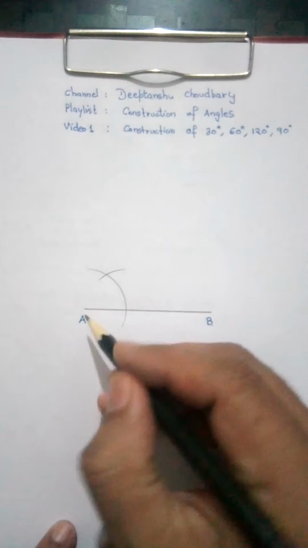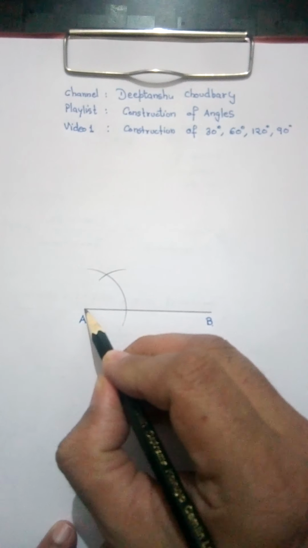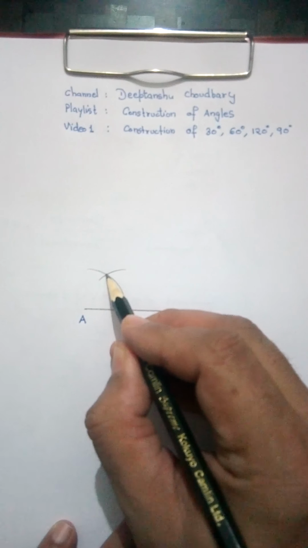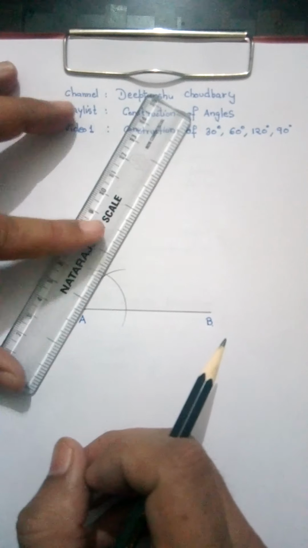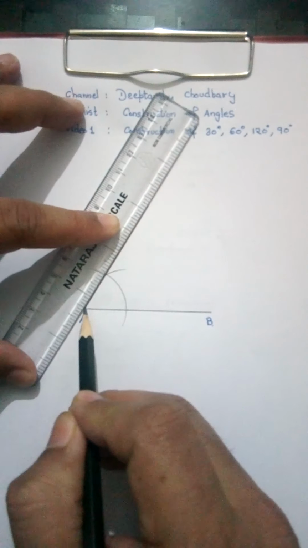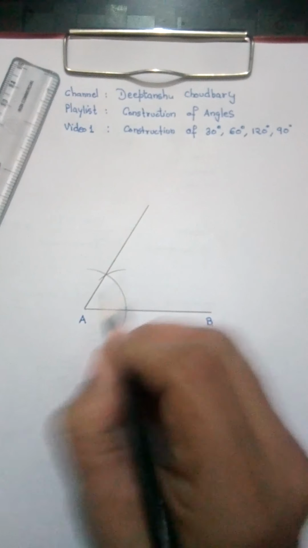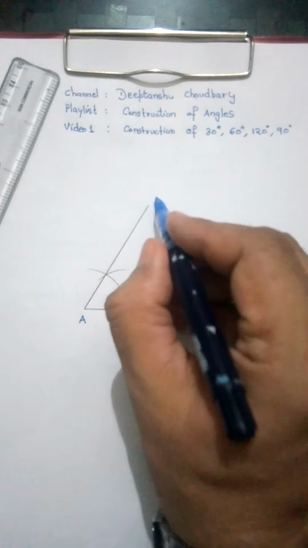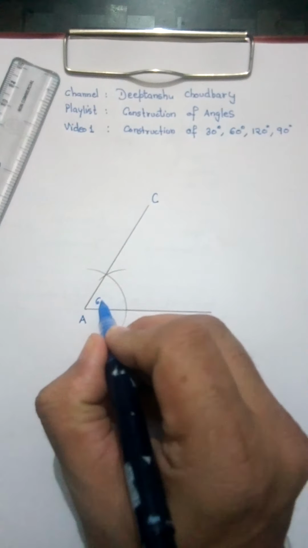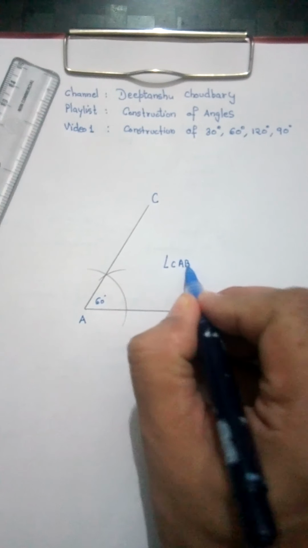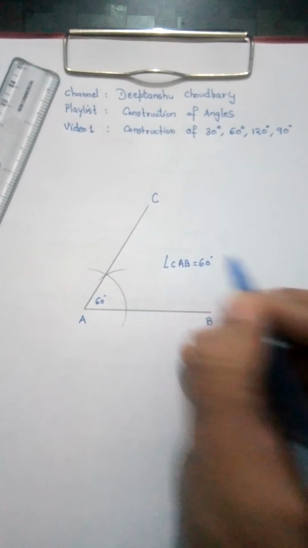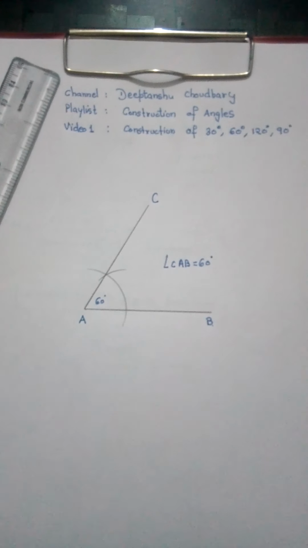Now the point at which this end point and this intersection of the two arcs, we will draw a straight line passing through them, through A and this point of intersection. So if you will measure, this angle is 60 degrees. That means angle CAB equals 60 degrees. So this is how we construct 60 degrees.